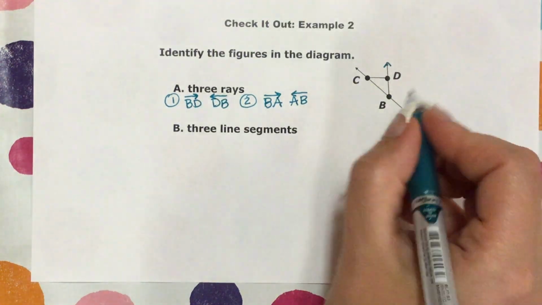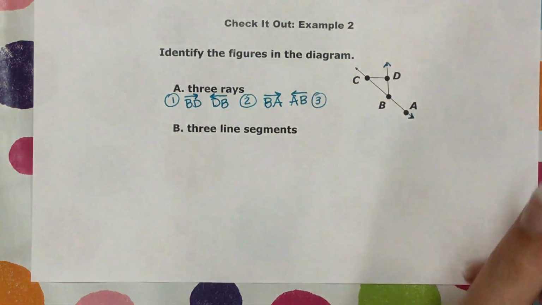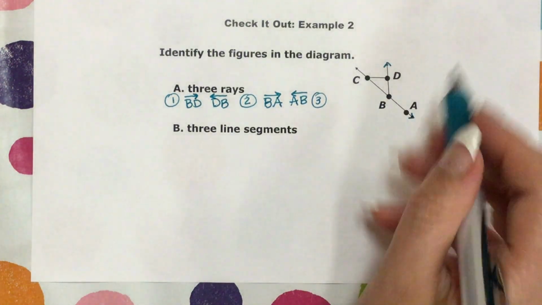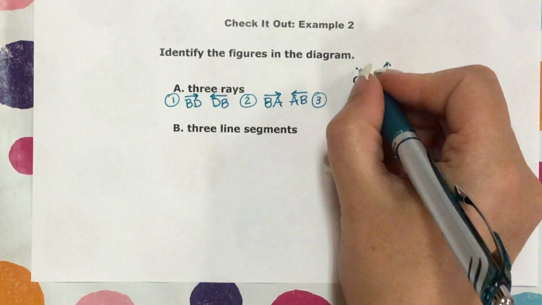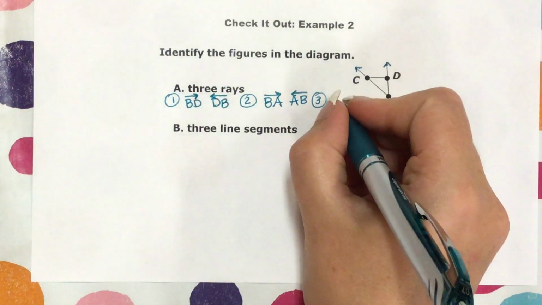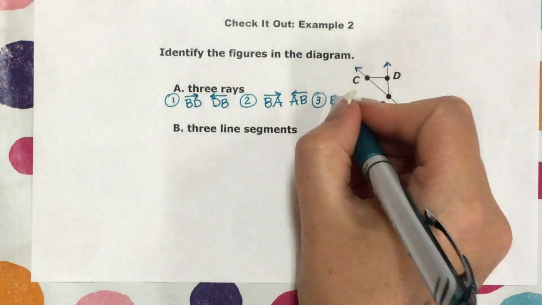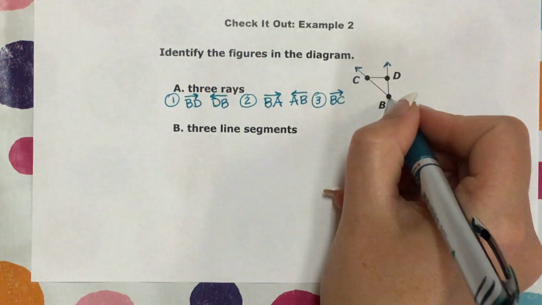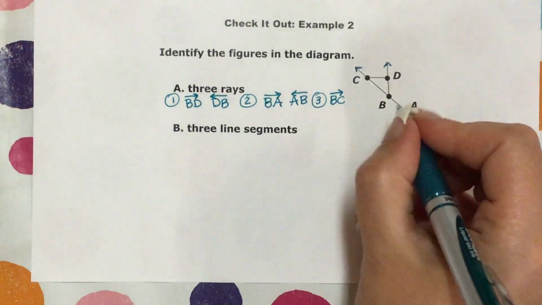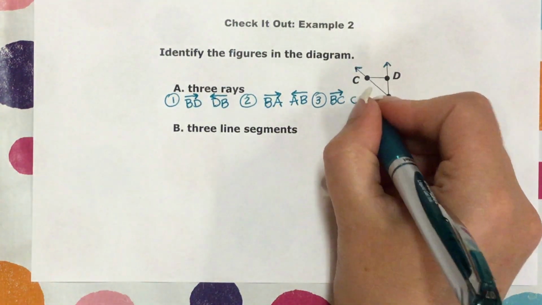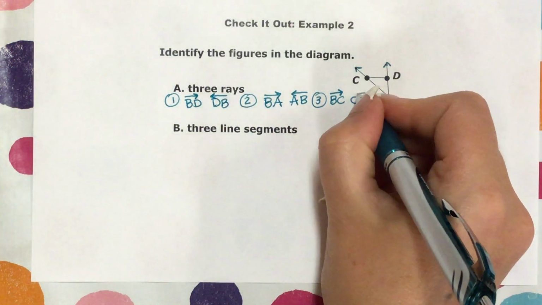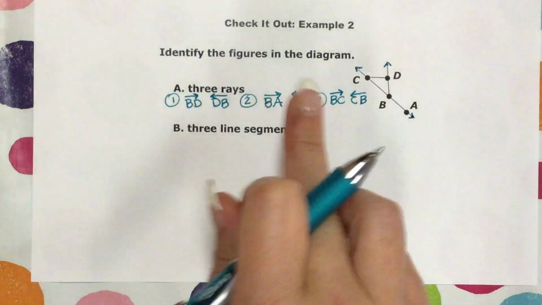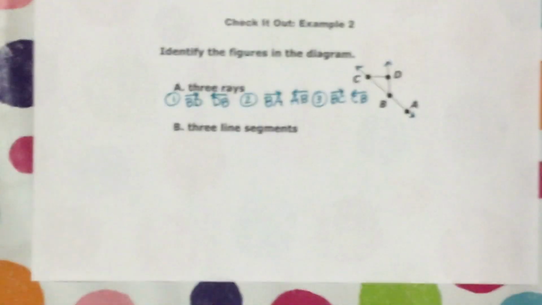We have two. Can we get three? Here we go. For three, the other ray would be if B was the endpoint, and now we go off in the direction of C, like that. So it would be BC, the endpoint would be on B going in the C direction, which shows what's happening in the figure. Or another way to write it would be CB, and our endpoint would still be on B going off in the C direction. So there you go, one, two, three. If you got all those right, good job.